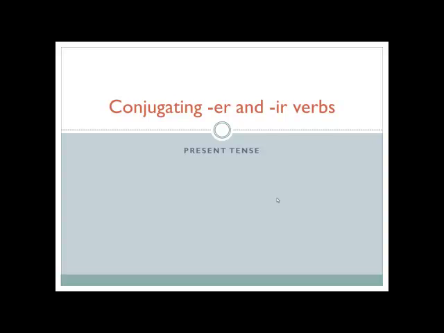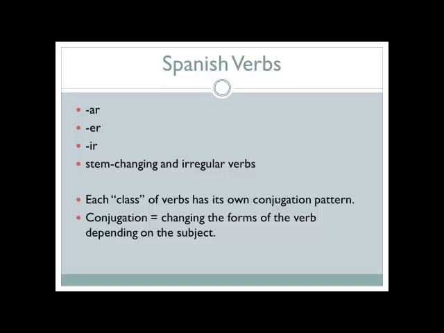This lesson is on conjugating ER and IR verbs in the present tense. A quick review of what you already know about Spanish verbs. First of all, there are several groups of verbs in Spanish. The AR verbs, ER verbs, IR verbs, and then stem changing and irregular verbs.